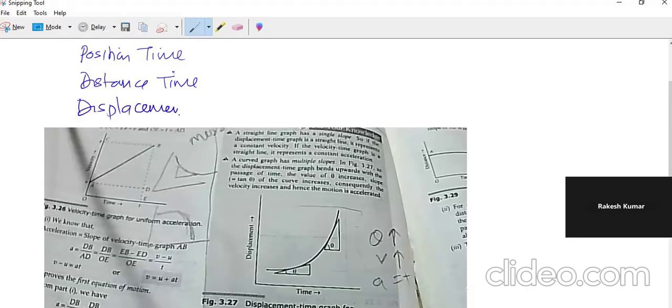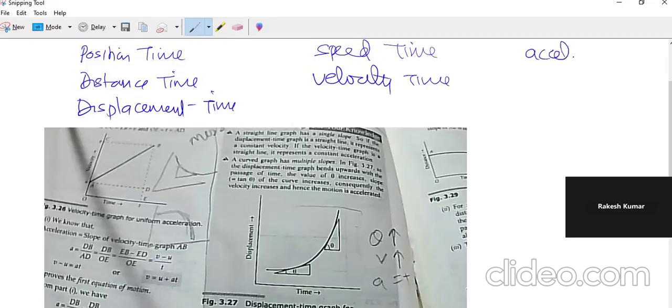There are many types of graphs showing motion. One which is very rarely shown is called the position time graph. Then we have the distance time graph. Then we have the displacement time graph. Then we have the speed time graph. Then we have the velocity time graph. Then we have the acceleration time graph.